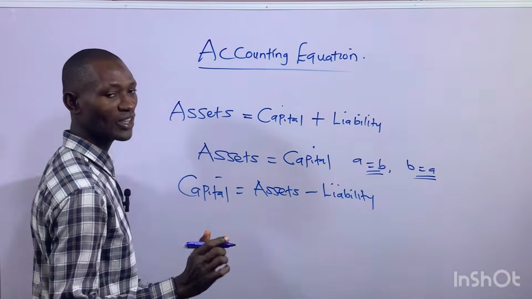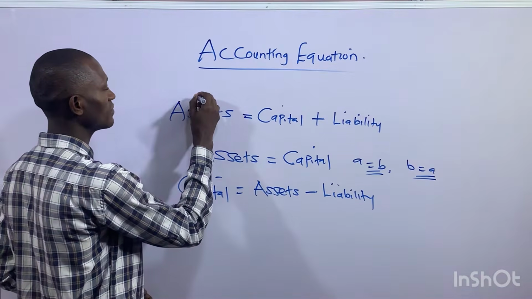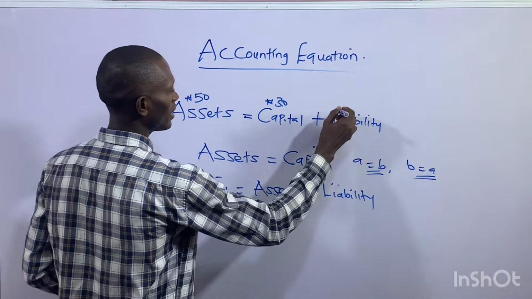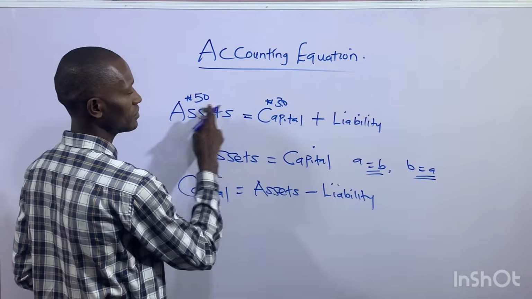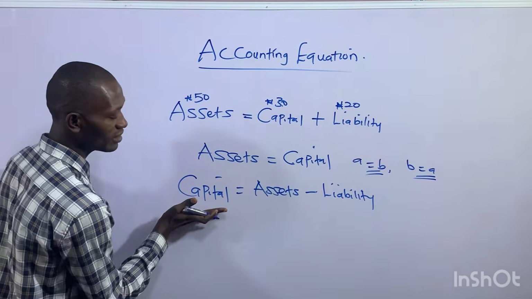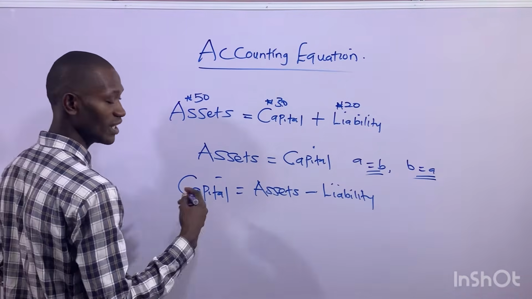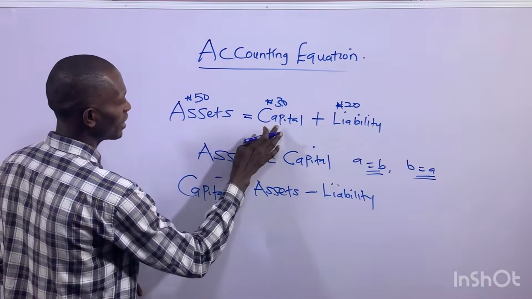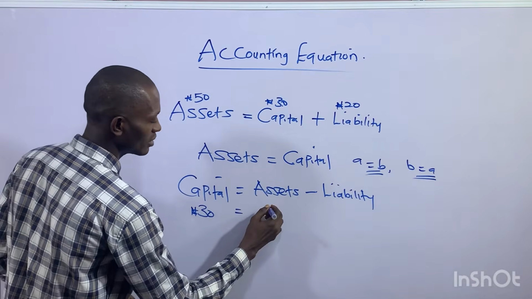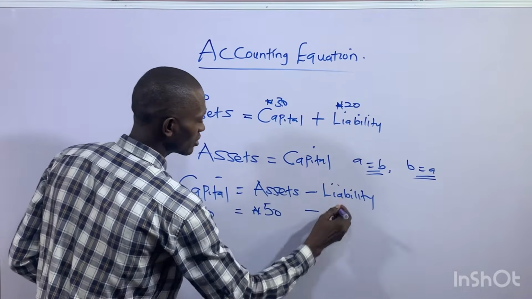So here now you want to determine the owner's contribution into the business. Let's say, for example, asset is 50 here and capital is, let's say, 30. Then liability will be 50 minus 30, which is 20. So here now you want to determine how much the owner contributes into the business that he or she owns. So here we have capital to be 30, then you have assets to be 50 based on this example, then you have liability to be 20.